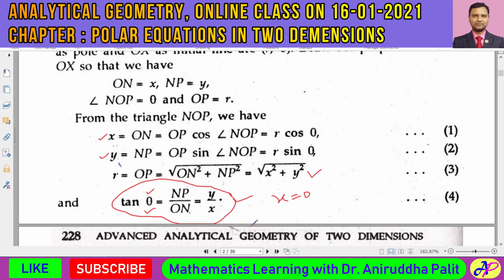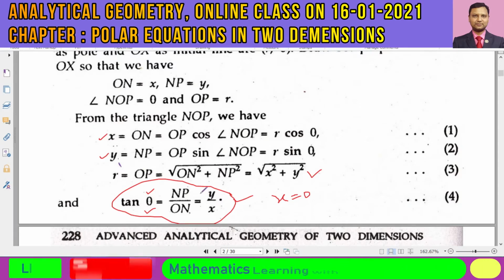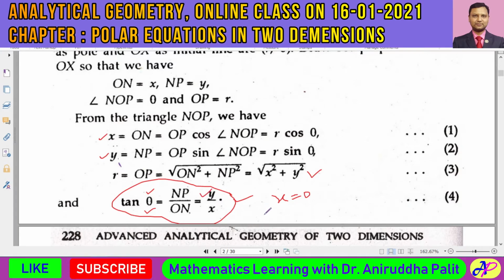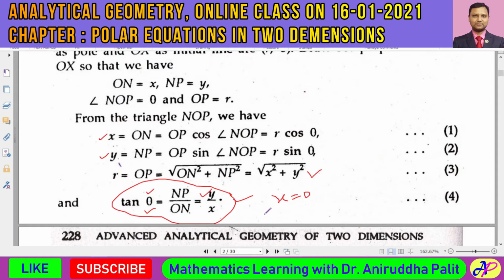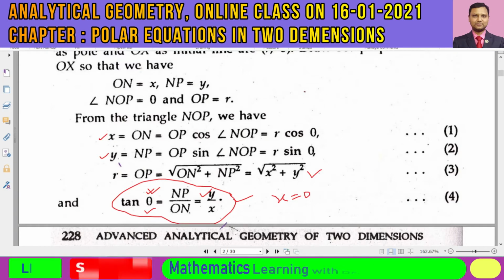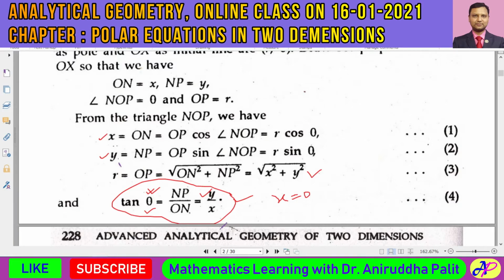But the question is whether it is plus infinity or minus infinity. It depends upon the sign of y. If y is positive, then we call it plus infinity. If y is negative, then we have minus infinity, and accordingly theta will have the value plus pi or minus pi. So this is not a problem.